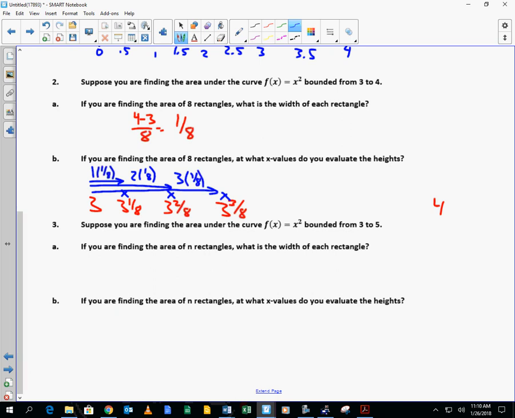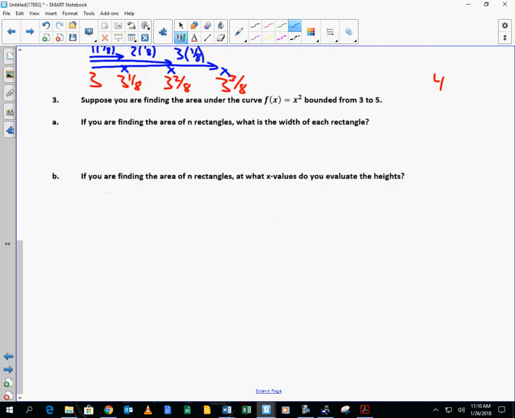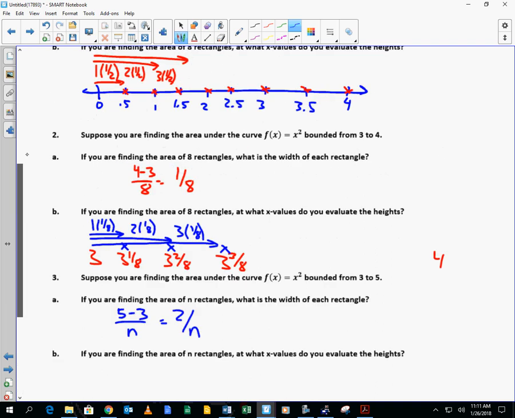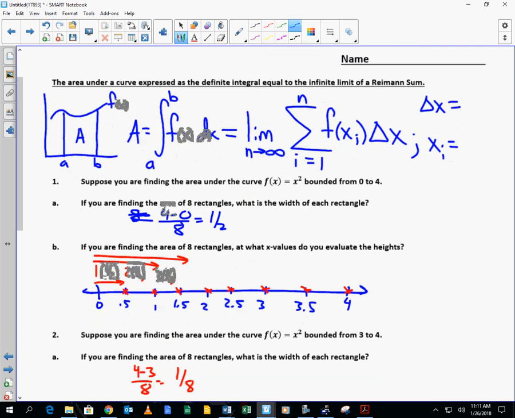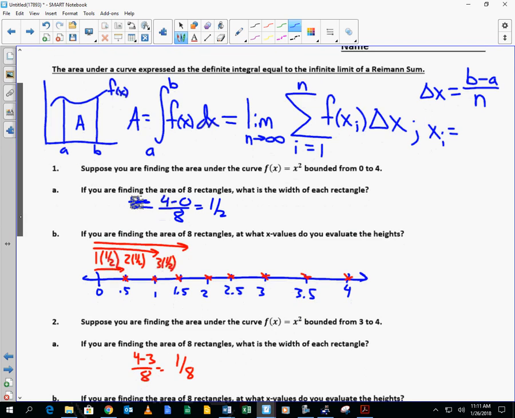Okay, let's take it to the abstract. Suppose you're finding the area underneath x squared, bounded from 3 to 5. If you're finding the area of n rectangles, what's the width of each rectangle? 2 over n. How'd you get that? Therefore, we know that delta x is the width that you find by doing b minus a divided by n. Everybody good with that?